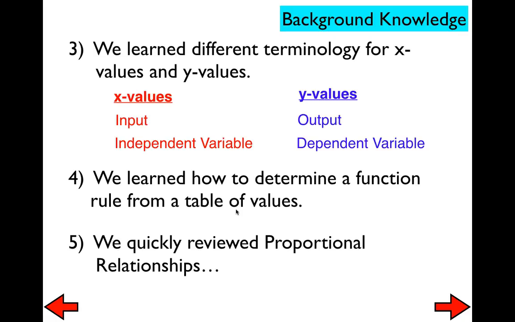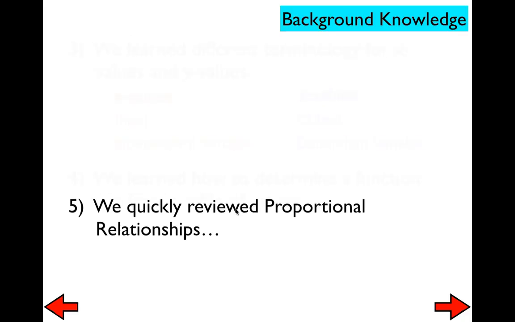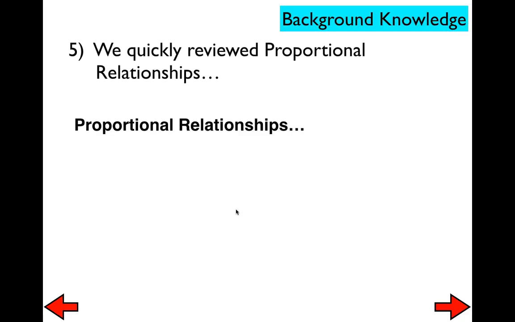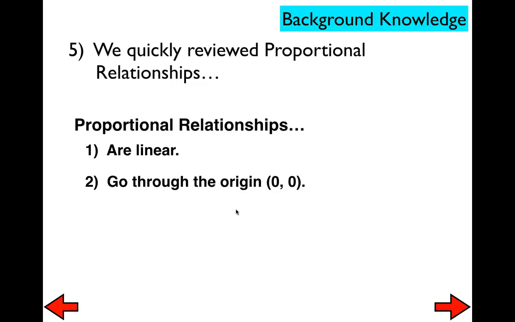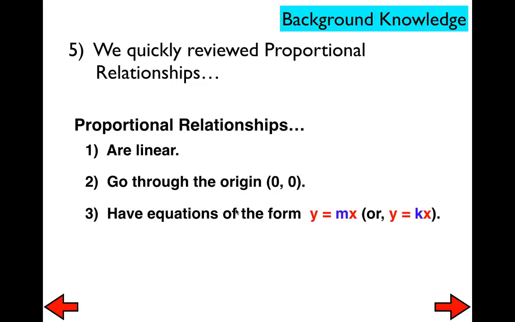And we've also even reviewed proportional relationships. We've mentioned that proportional relationships are linear, meaning they're a straight line. They go through the origin, 0, 0. They're in the form of y equals mx or y equals kx. This is what you've learned in 8th grade. You did see this in 7th grade, but they're the same thing. And of course, we always check to see that ratios y over x are all equivalent.